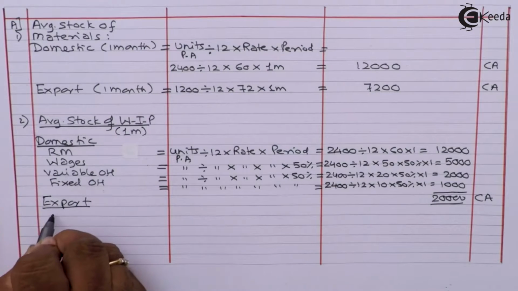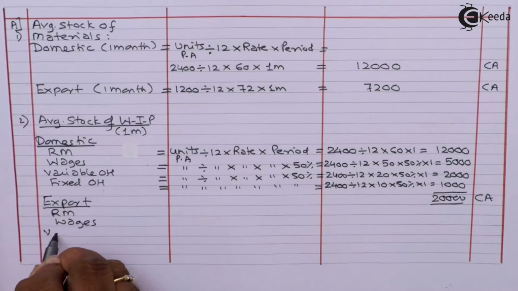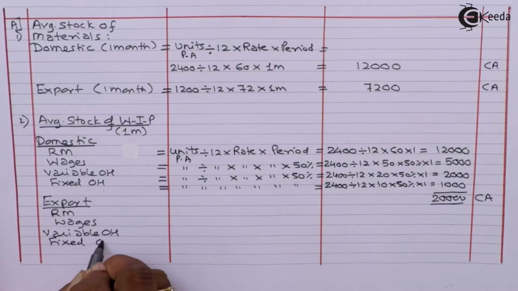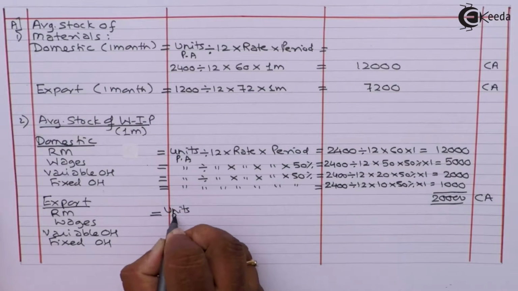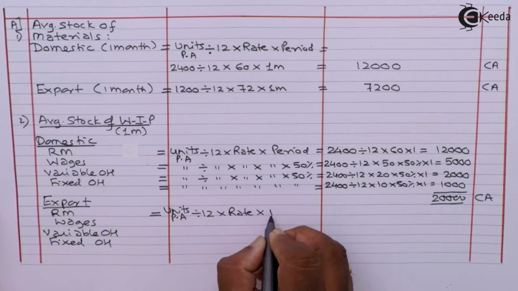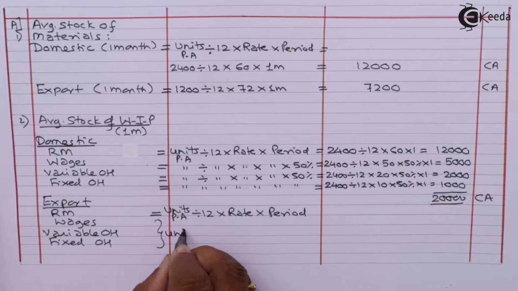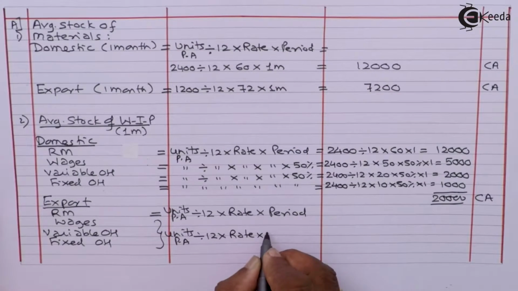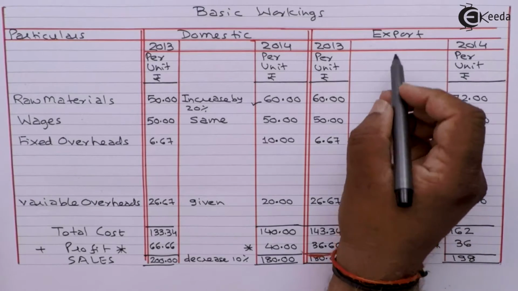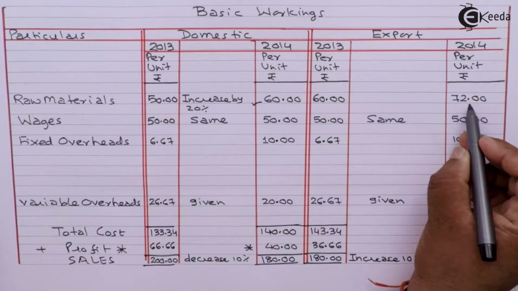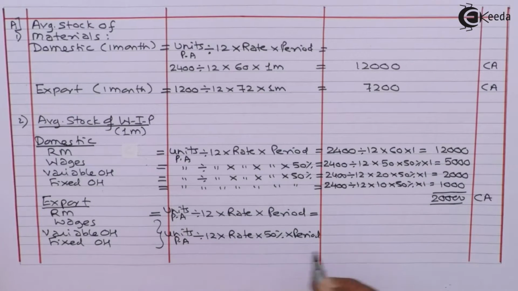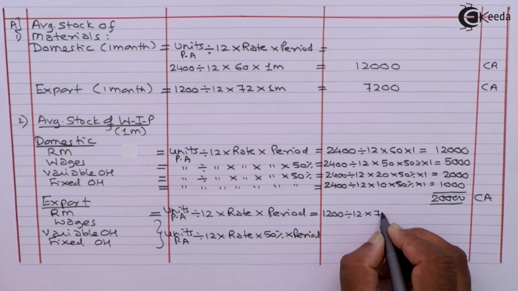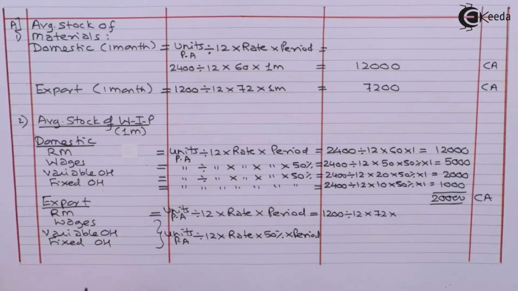Now for export market, in case of export market, raw material estimated 72 rupees. Units per annum 1200 divided by 12 to get per month multiplied by rate 72 multiplied by period 1 month.